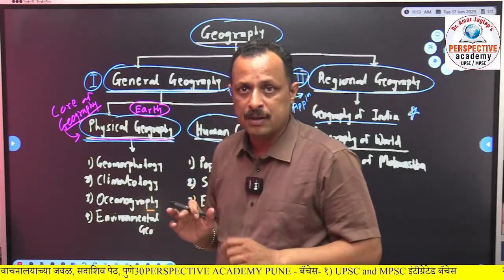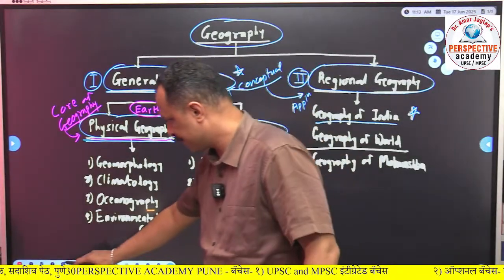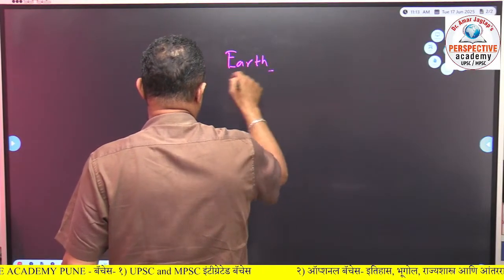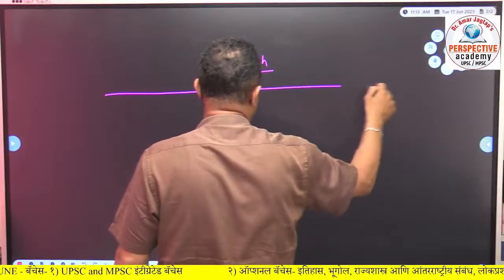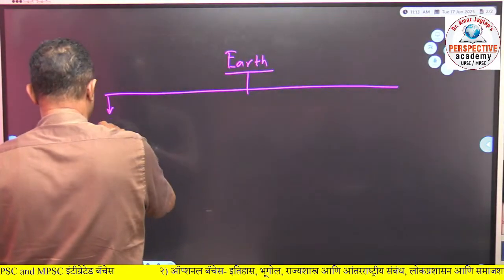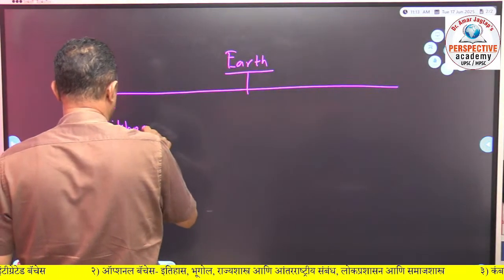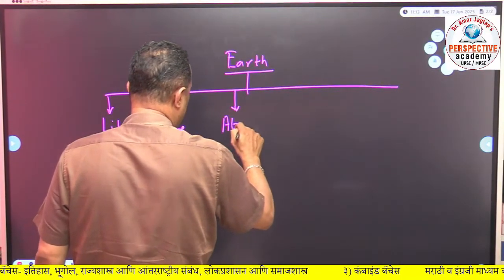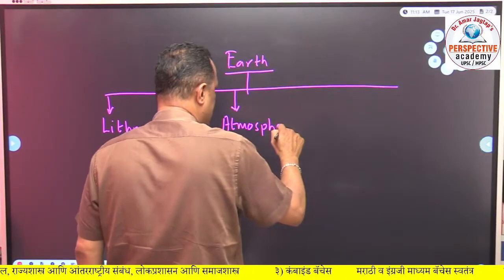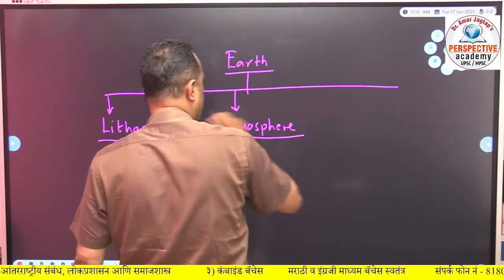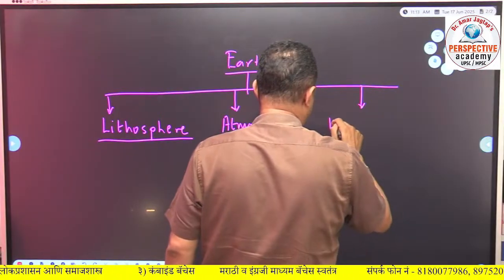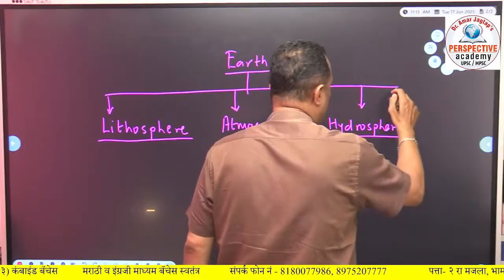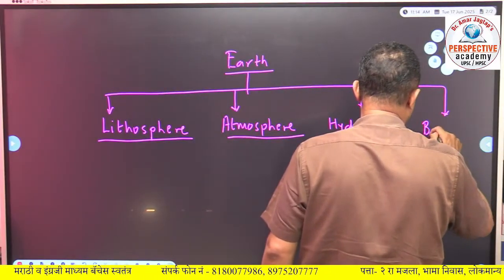Physical geography. Why? Try to understand. When we study the earth, there are different spheres of the earth: lithosphere, atmosphere, hydrosphere and biosphere.